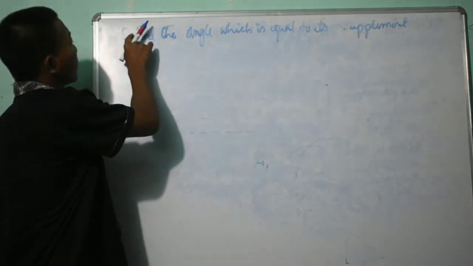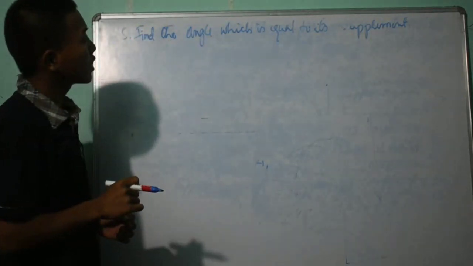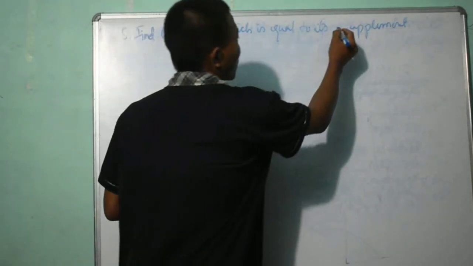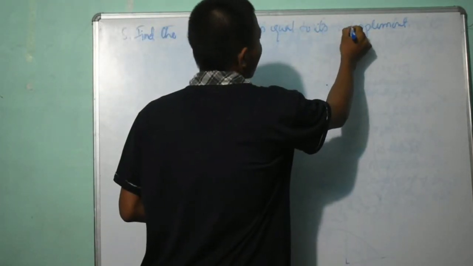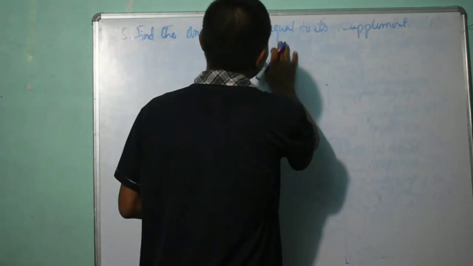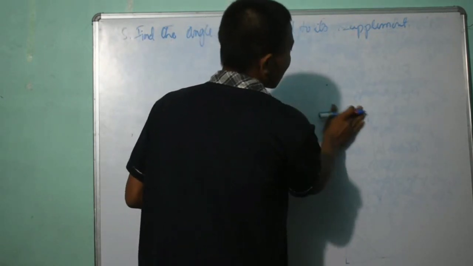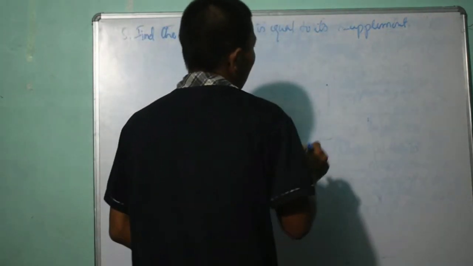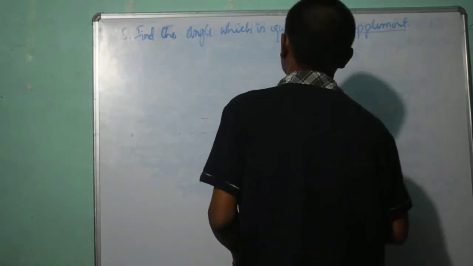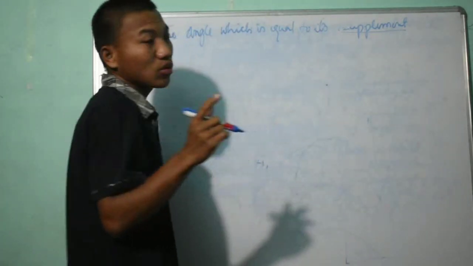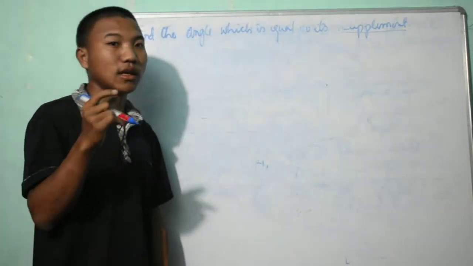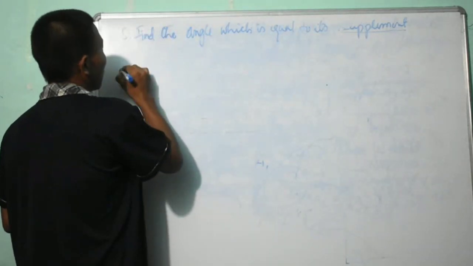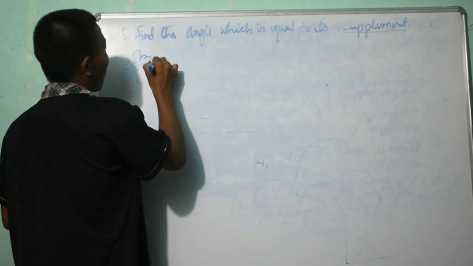Question number 5. Find the angle which is equal to its supplement. It is very similar with the previous question, which is question number 4, and the way we will find the answer will be very similar to the previous one. So now the only thing which changed is supplement. That means the two angles, when we add them up, they will give 180 degree.